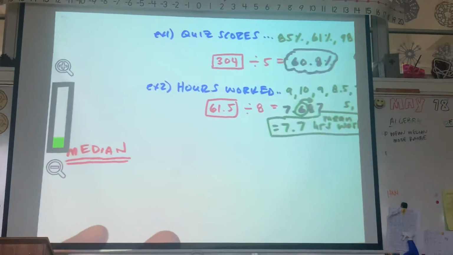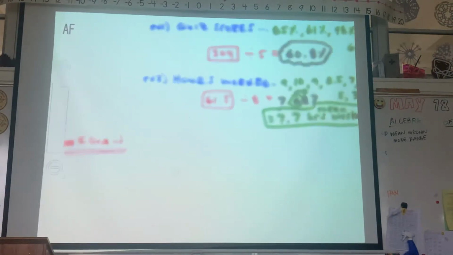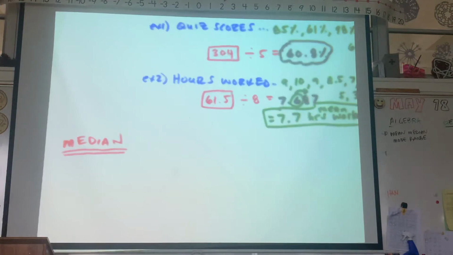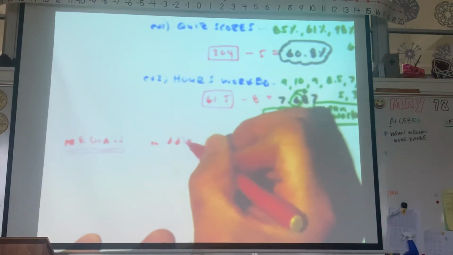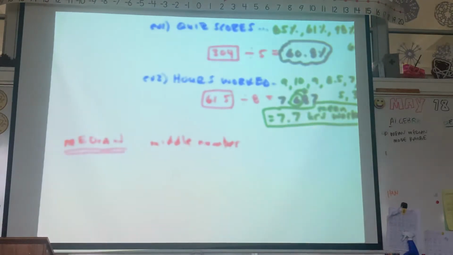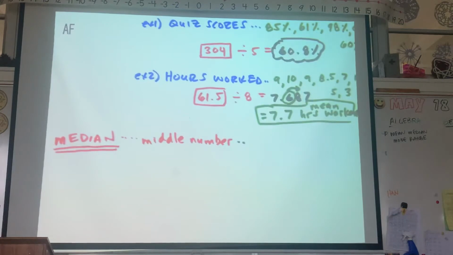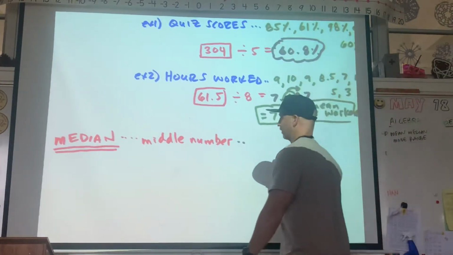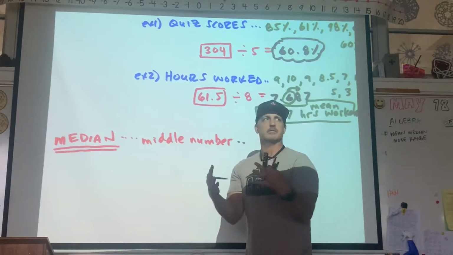The median. Okay. Median sounds like medium. Median is the middle number. Okay, so the median is like the medium, it's like the middle, okay?